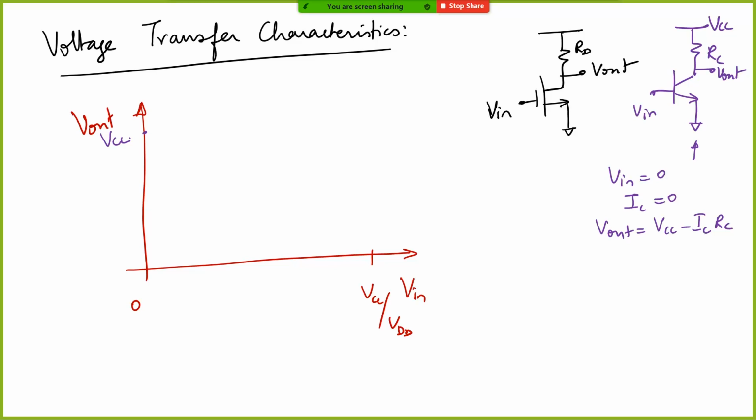Right. Now you keep increasing V in, right, and you hit close to, let's say, the cut-in voltage. What happens? Current starts flowing, and then what will happen to the voltage?